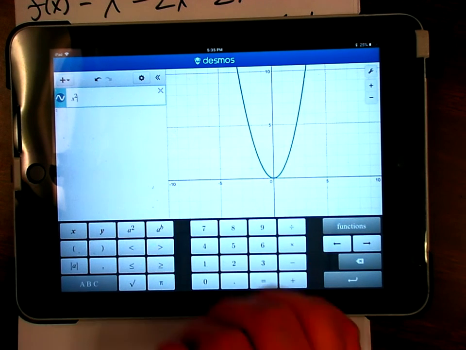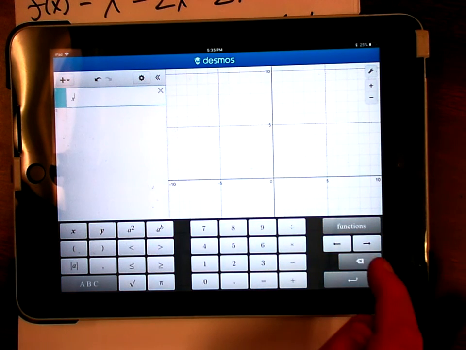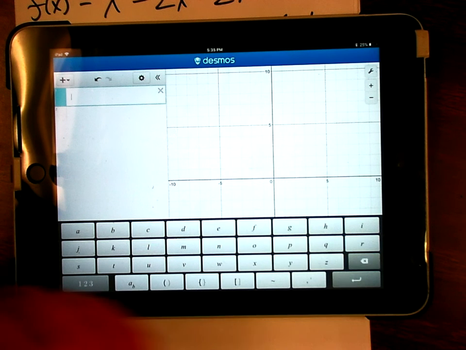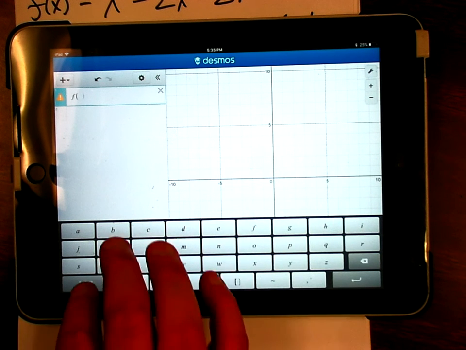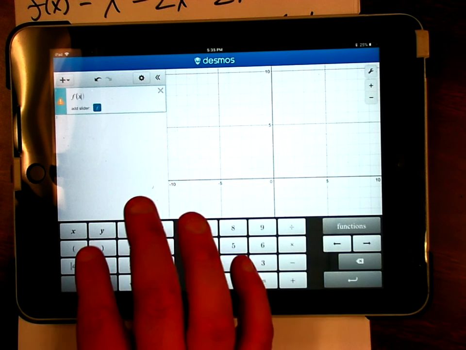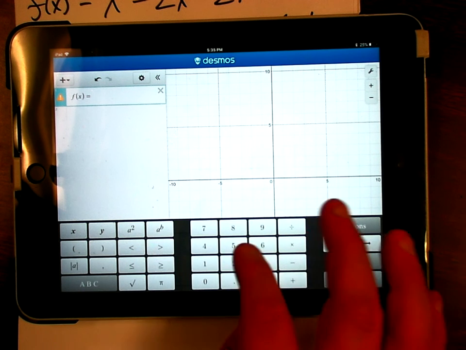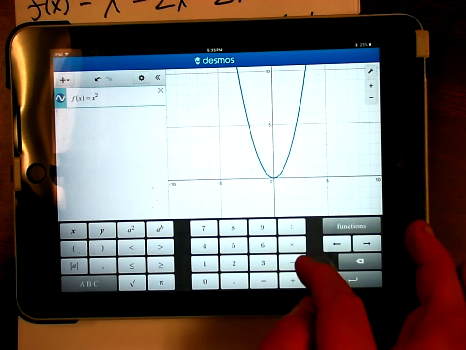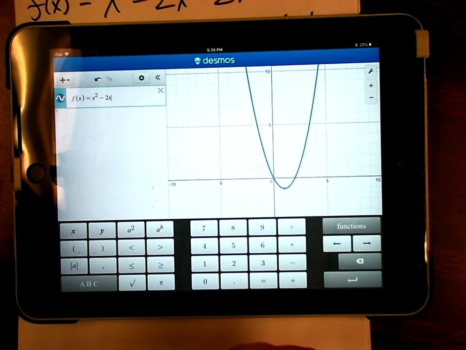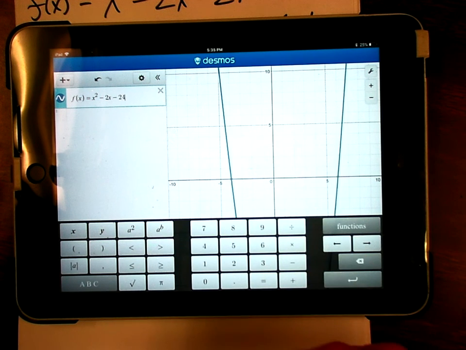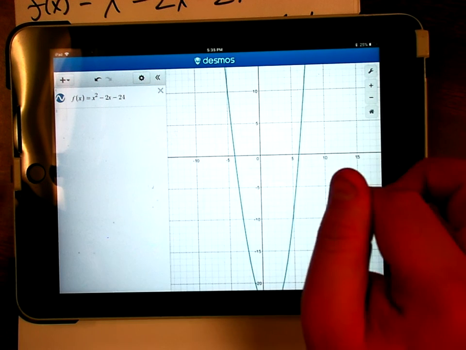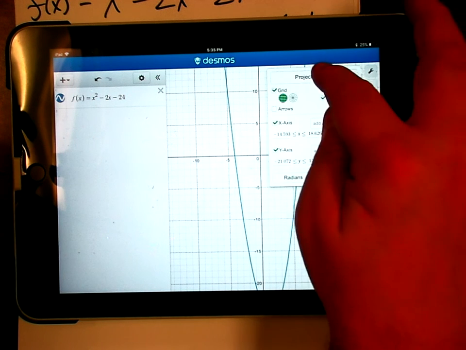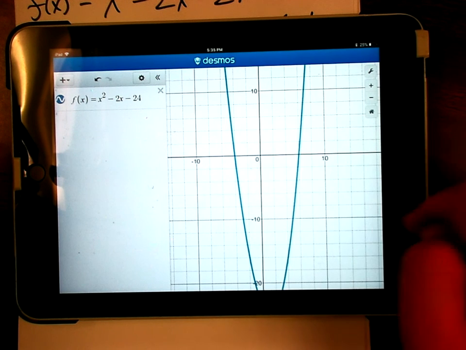Now remember, in Desmos, if you want to, you can put f of x. You can actually type it just as you see it. f of x equals x squared minus 2x minus 24. Okay, so there's my function. And I need to know the zeros, the roots, the solutions, the x-intercepts for this function.